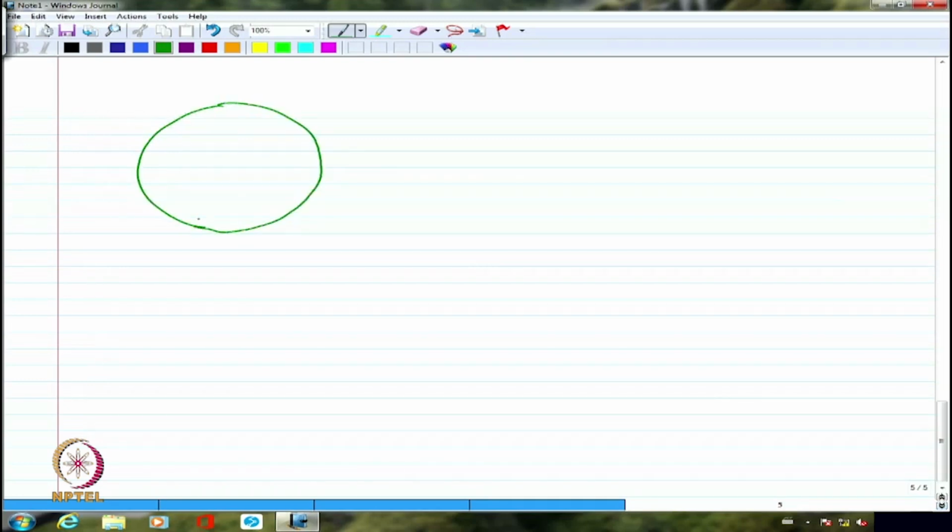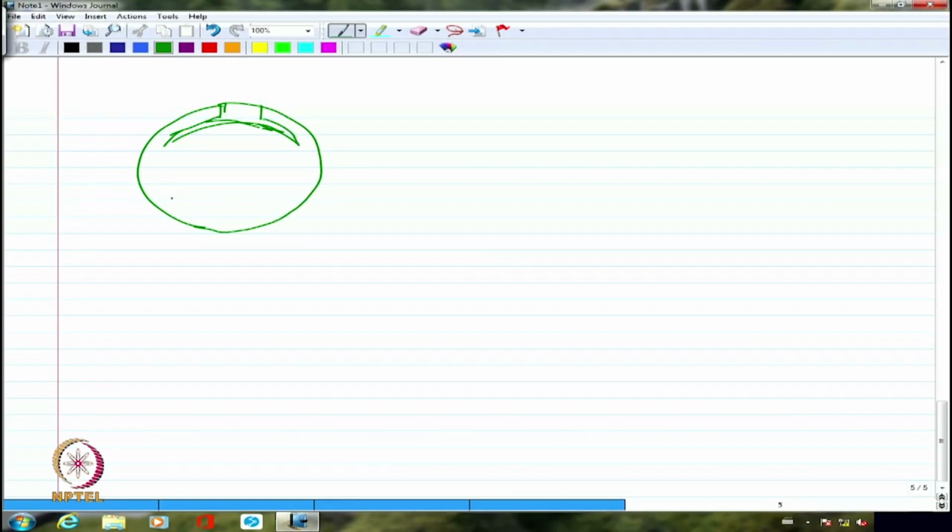Of course, there will be a small protrusion normally. I may have a north pole here. I may have a south pole here. This will try to encompass as much area as possible. That's how it will be.